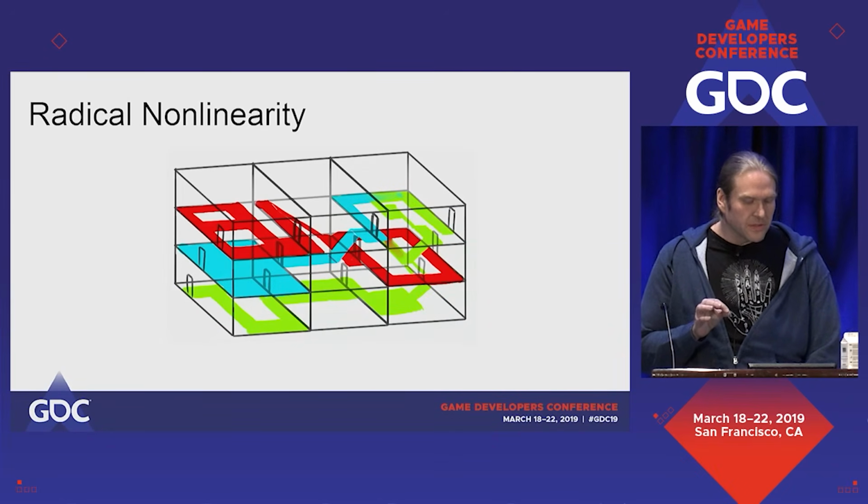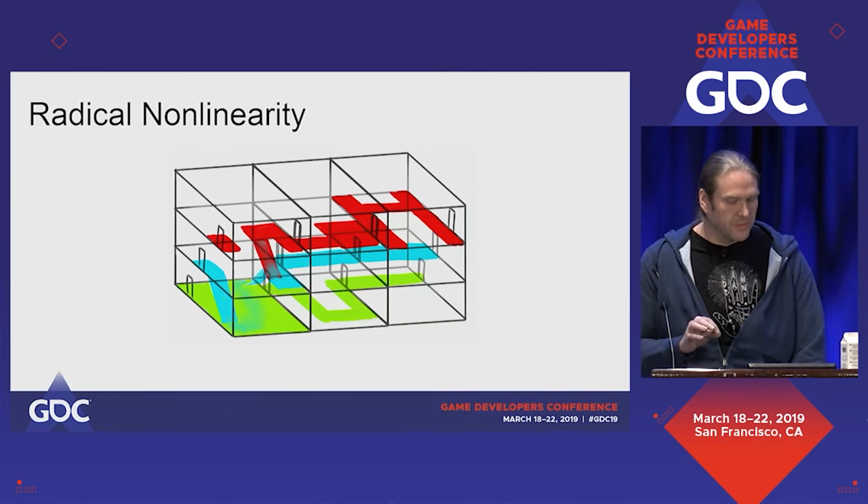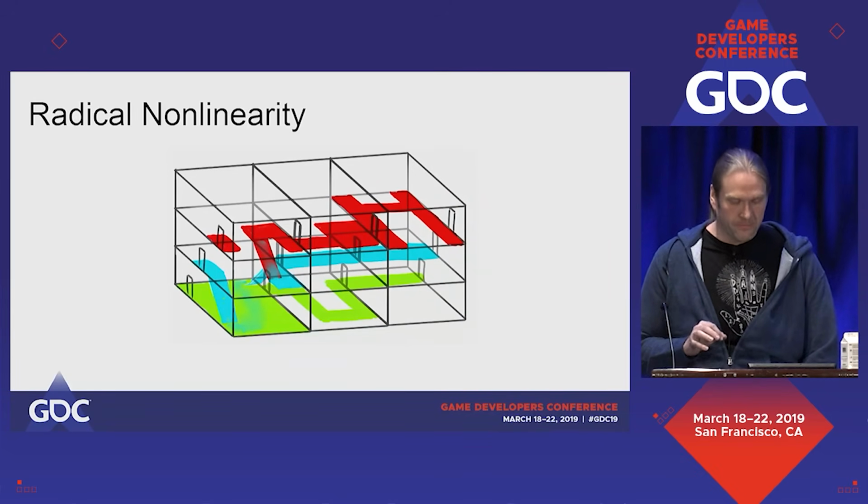Even though almost all this content was pre-authored and the random elements are fairly minor, it's still enough to change the ideal strategy and to incentivize exploring the space, which makes the level radically nonlinear.